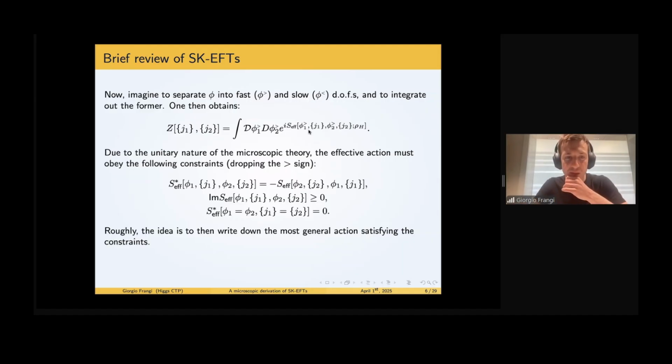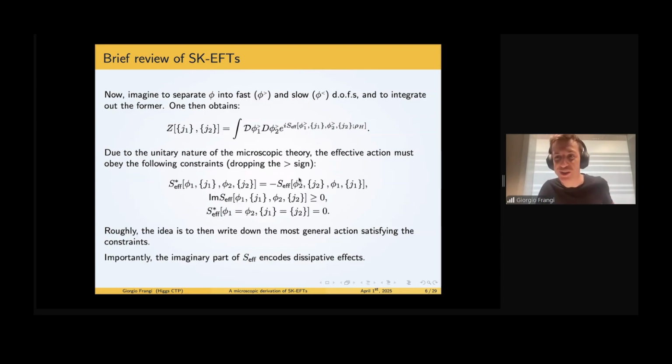Now, what's interesting, though, is that the imaginary part of this effective action that I'm talking about does encode the dissipative effect. Just to give you a very cheap way to see this, if you just have a look at this exponential here, this is going to become a decaying exponential. Hence, you have transition amplitudes that decay, and they encode dissipation. Yay.